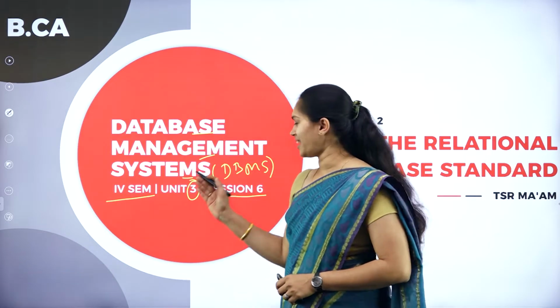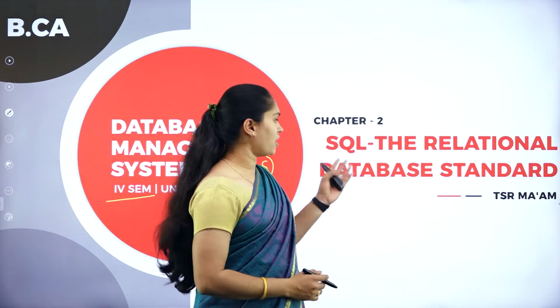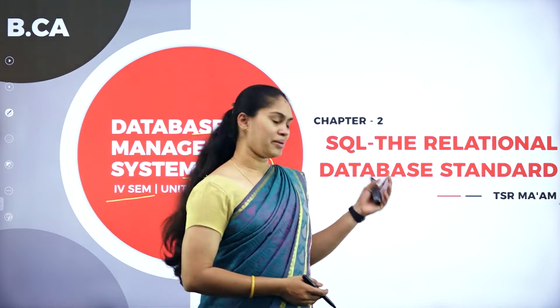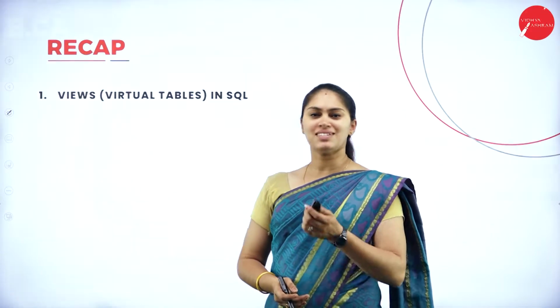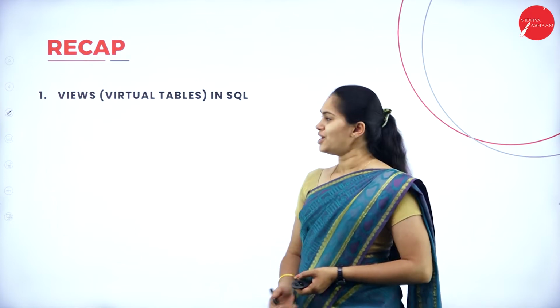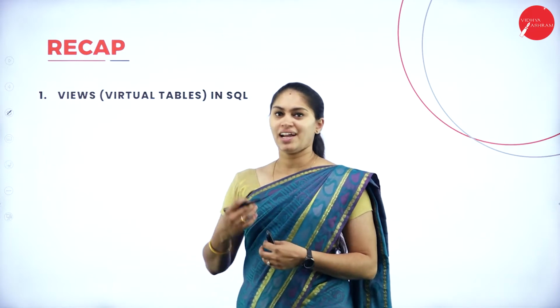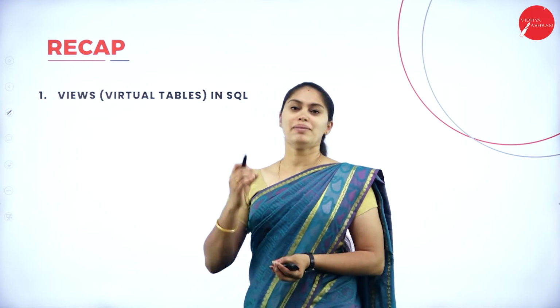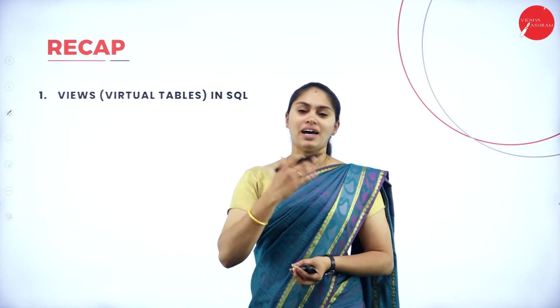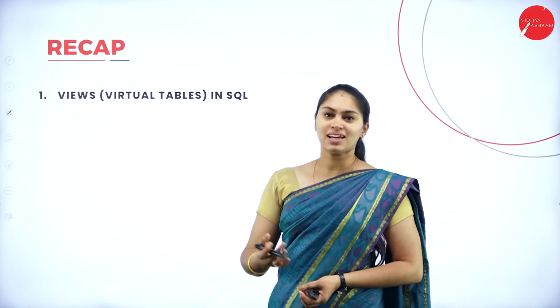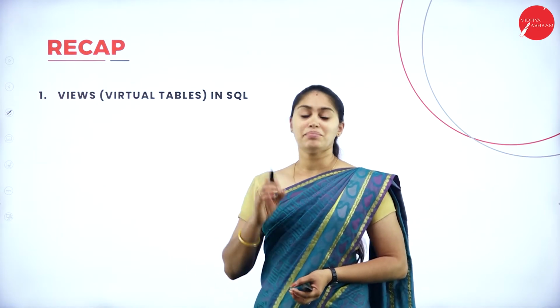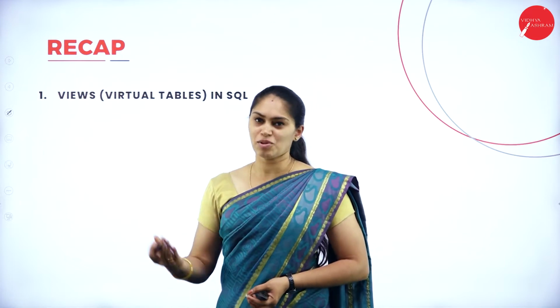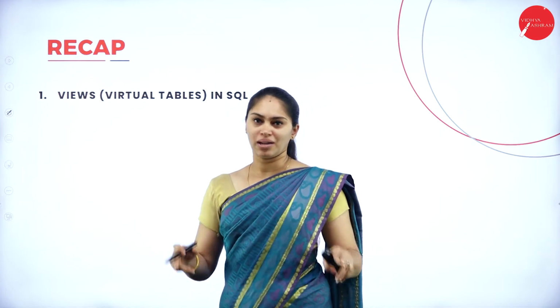As we all know, we are in the second chapter of Unit 3, which is all about SQL, the Relational Database Standards. Before getting into today's session, we'll have a quick recap of my previous session. In the previous session of this chapter, we discussed views. They are nothing but virtual tables. We are going to create one more virtual table using the fields or columns of another table. Those tables can be either a single table or multiple tables. By combining the columns, fields or attributes of other tables, we make one more table which does not physically exist and is virtual in nature.